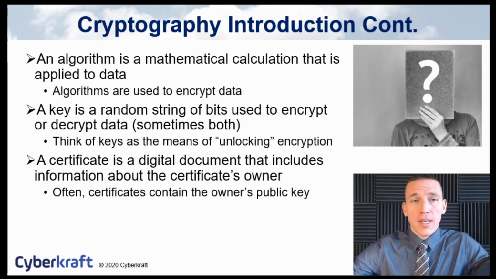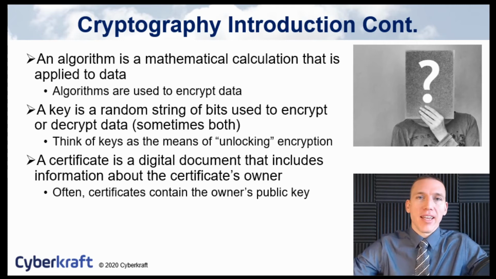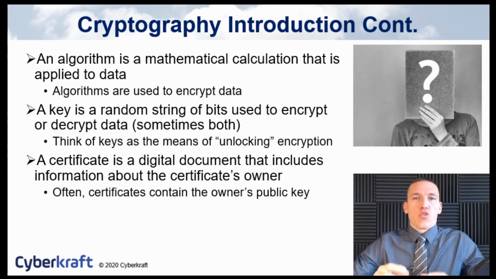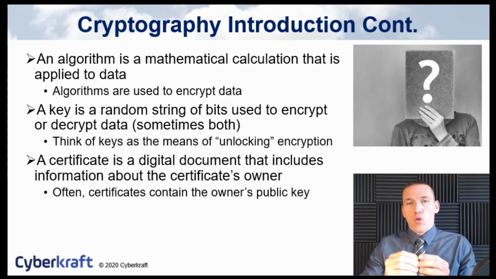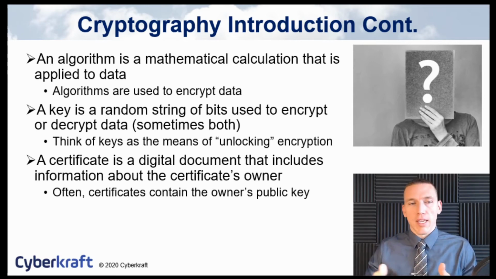An algorithm is a mathematical calculation that's applied to data to form ciphertext or encrypted data. So the algorithm is applied to the data to encrypt it. And a key is a random bit of characters or a set of characters that are defined by a user that's used to encrypt or decrypt data. A password can be a key in many instances. So a key is a means of unlocking a bit of encryption.